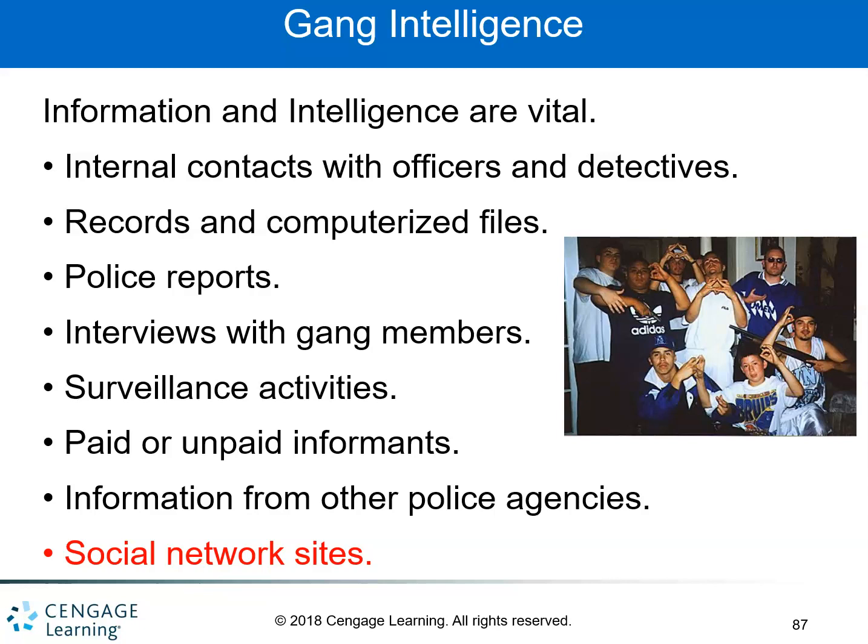And this includes things like internal contacts with officers and detectives. And these are things where you can find gang intelligence. Records or computerized files, maybe even in police reports. Interviews with gang members, that's a lot of good information out there. Surveillance activities, paid or unpaid informants, information from other law enforcement agencies, and then we've talked about this already, but social network. These are all great ways to find information and intelligence on gangs.